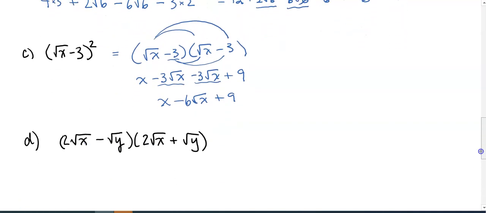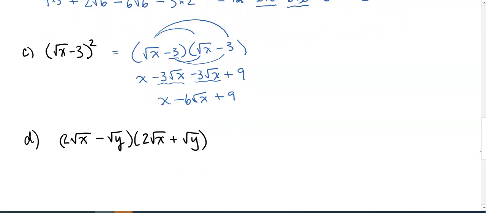All right, maybe pause the video, try this one on your own, and then check to see how you're doing. So let's use our distributive law. Let's do some of this in our head to save ourselves some time. So 2 times 2 is 4. Root x times root x is just x, right? And then the outer one becomes positive 2 root x times y, which just becomes xy.